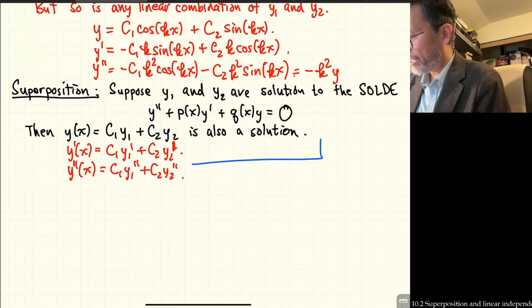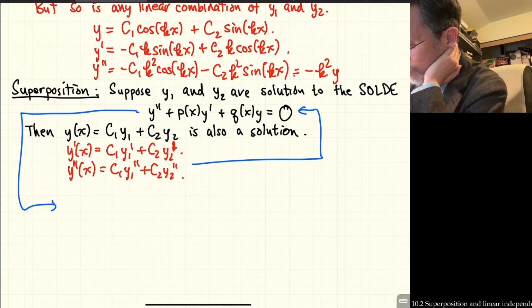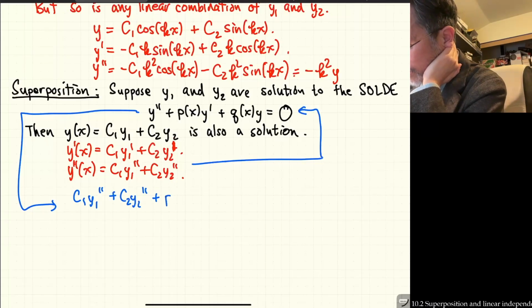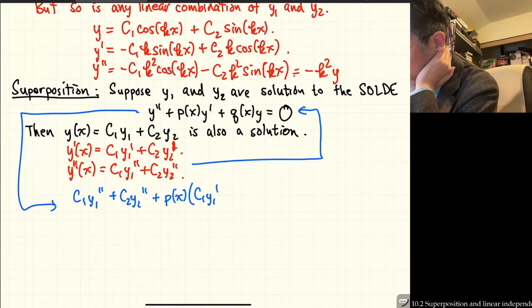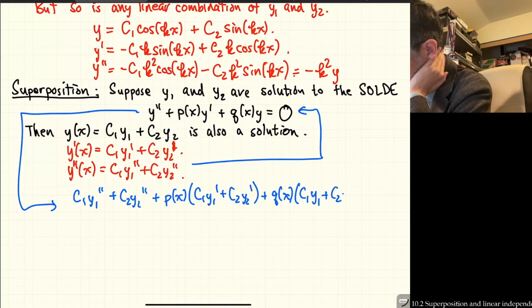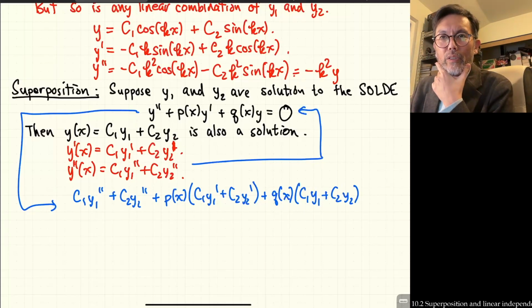Plug all this data into here, and what we obtain is y double prime is c1y1 double prime plus c2y2 double prime, and then we have plus p of x times y prime, which is c1y1 prime plus c2y2 prime, plus q of x times y, which is right here, c1y1 plus c2y2. Okay, that's what we get for the left hand side. And what I need to show you is that this is in fact equal to 0.